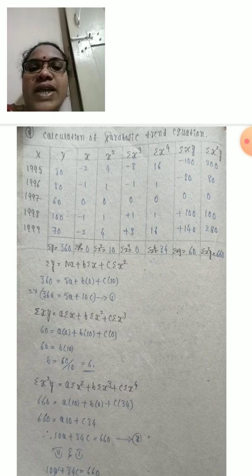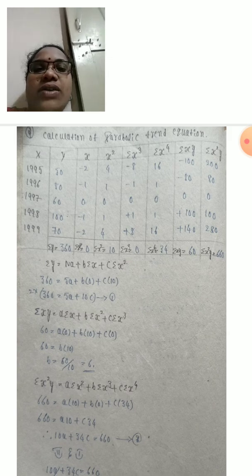The total of sigma x power 4 equals 34. Next is sigma xy. Now x into y: 50 into -2 is -100, 80 into -1 is -80, 60 into 0 is 0, 100 into 1 is +100, 70 into 2 is +140. For sigma xy, we have to add the plus values and subtract the minus values, that is 60. Sigma xy is 60.